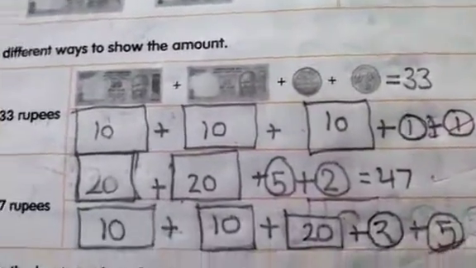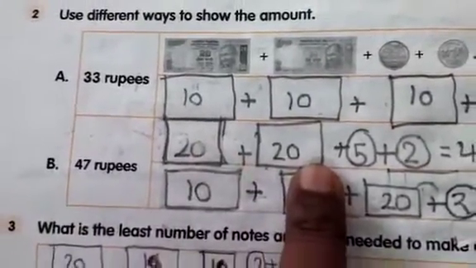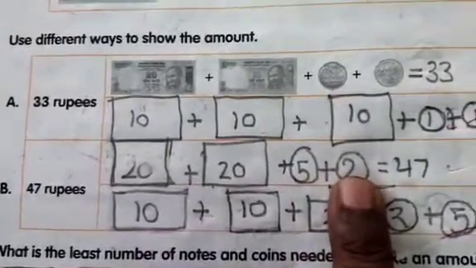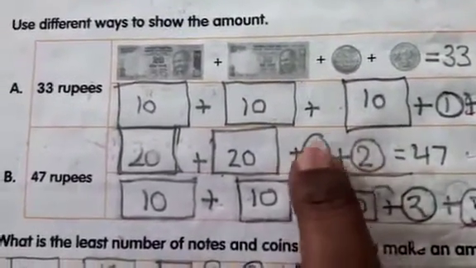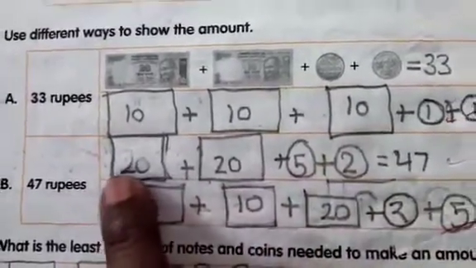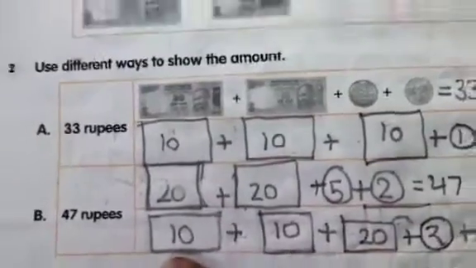So 33. Same. B1, 47. So 20 rupees, make 40 and this is 5 rupees note. 45, 2 rupees coin. This is also 5 rupees coin. 5 rupees coin plus 2 rupees coin, 7 rupees. So 47. So another method, children.